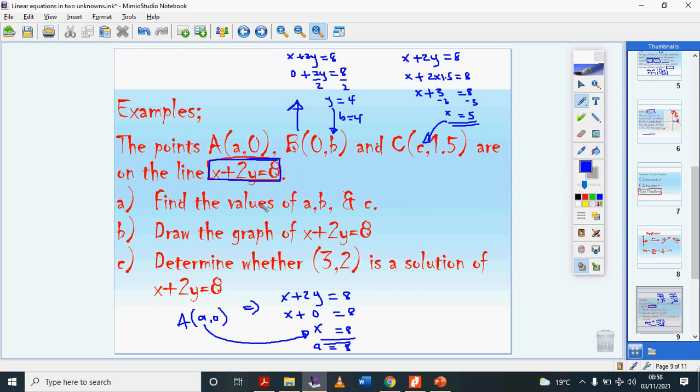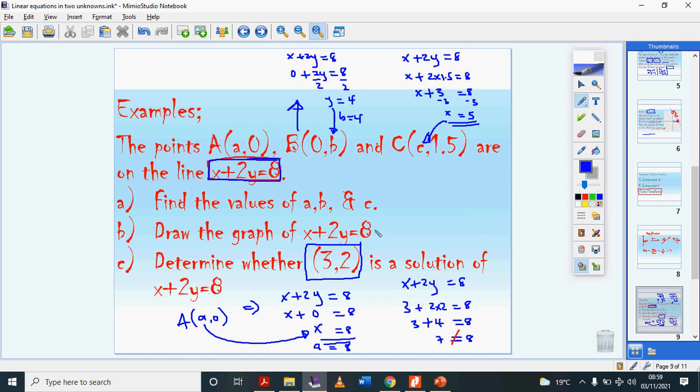So that's how you solve some of these questions. Now determine whether (3, 2) is a solution of this equation. How do you determine that? You just substitute those values. In my equation, x plus 2y is equal to 8, the x value is 3 and the y value is 2. So I have 3 plus 2 times 2, which is 4, equals 8. I have 7 on the left is equal to 8 on the right, and that is not true. 7 is not equal to 8, so I can conclude that that point is not a solution to that equation.